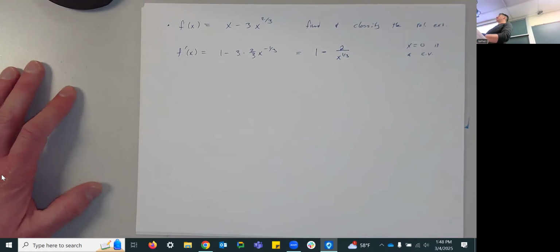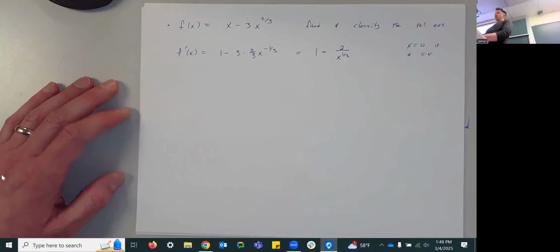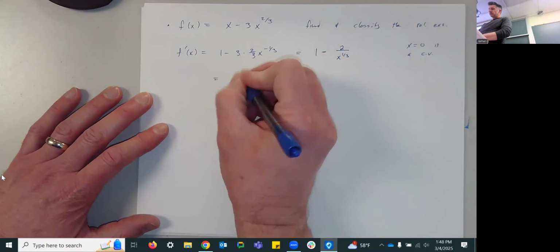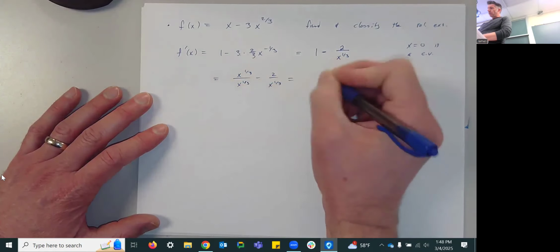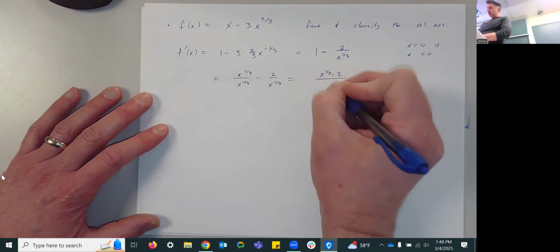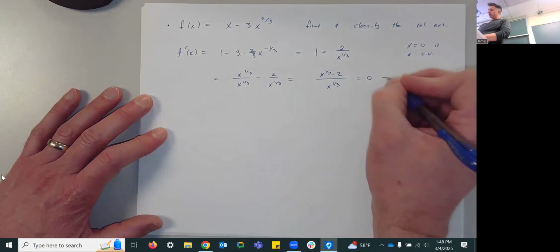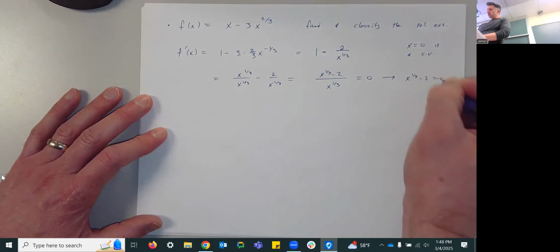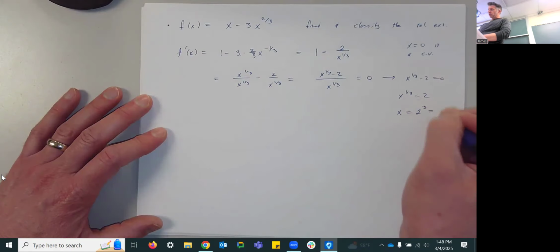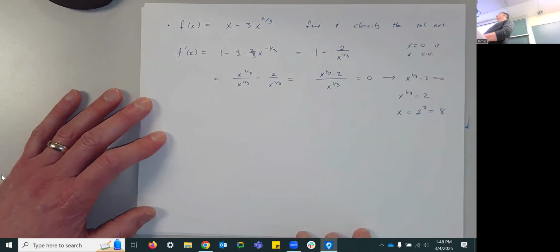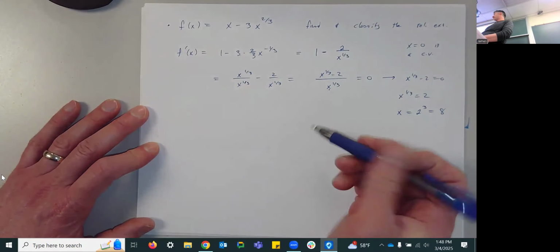To find the rest, I really need to get a common denominator. There might be other ways to solve it, but it's usually best to do it that way. So we're going to rewrite this as x to the 1/3 over x to the 1/3 minus 2 over x to the 1/3, or x to the 1/3 minus 2 all over x to the 1/3. If we set that equal to 0, we're really just setting the top equal to 0. So we get x to the 1/3 equal to 2. We cube both sides, and x is 2 cubed, which is 8. And again, if you set the denominator equal to 0, you just get x equal to 0, which we already identified as a critical value.